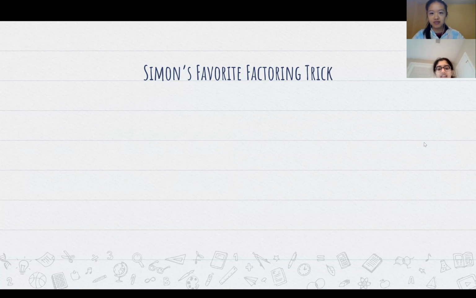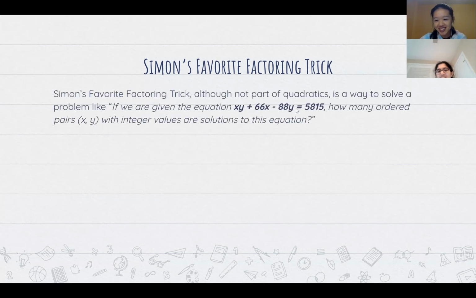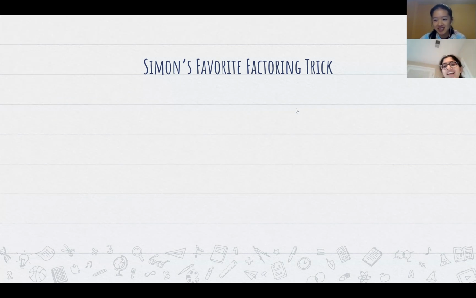So it's actually named after the Simon guy from AOPS, right? Wait, it is? Yeah, because he posted on some forum in like the 90s or something. Oh, okay. And he was like, it's Simon's favorite factoring trick, and everyone wants it back, right?